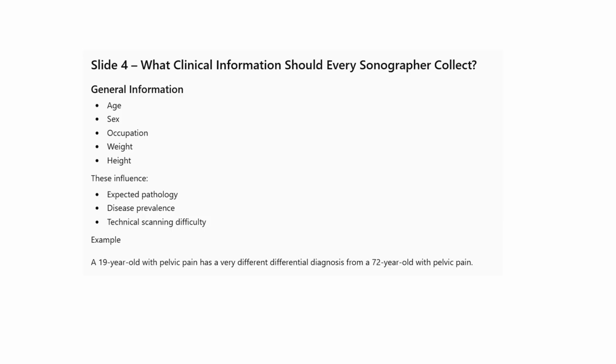So what clinical information should every sonographer collect? The general information: the age, the sex, the occupation, the weight, and the height of the patient. These influence expected pathology, disease prevalence, and technical scanning difficulty. For example, a 19-year-old with pelvic pain has a very different differential diagnosis from a 72-year-old with the same pelvic pain. Get that right.